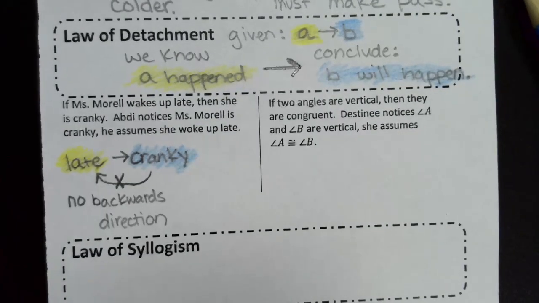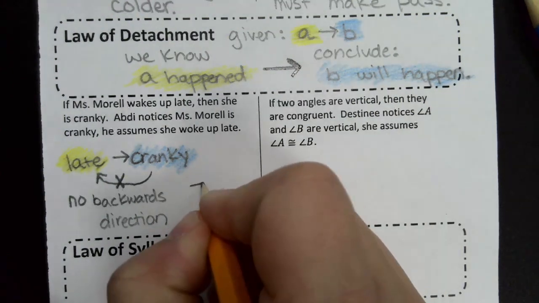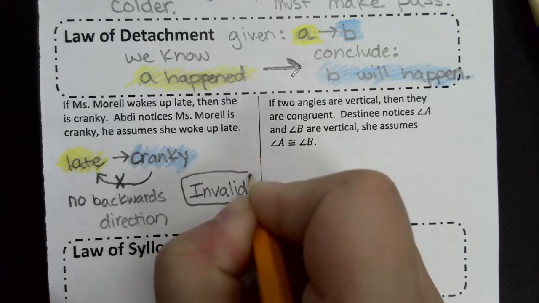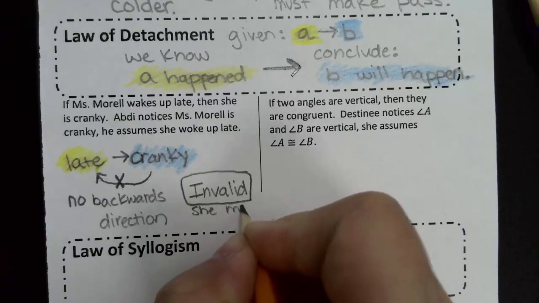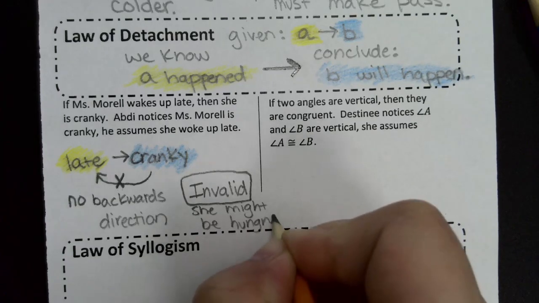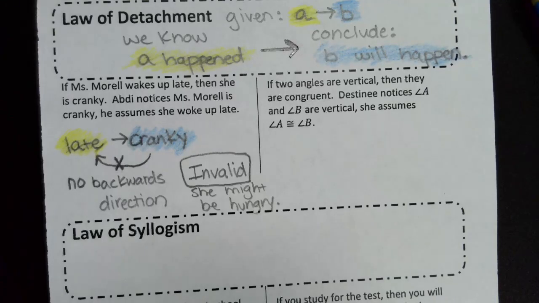So is his assumption that I woke up late? It might be right. Is it for sure right? No. So do we use that word valid or invalid? Good. Invalid means it's wrong. It doesn't always work. Invalid. And if you want a counterexample for an invalid, what might be another reason I'm cranky? She might be hungry. I should have written that before I boxed it, but that's okay. In other words, if it's invalid, usually it's because there's another reason that you might not know.